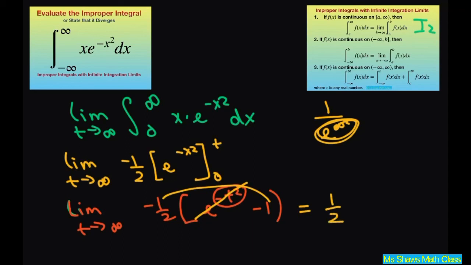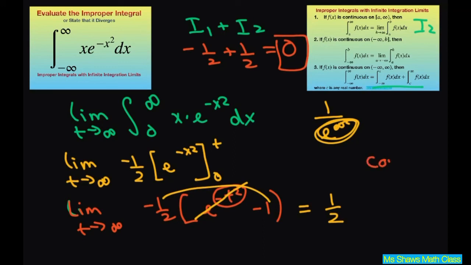And now we have to add our integrals up. So we have integral 1 plus integral 2, and that's going to be negative 1/2 plus 1/2 equals 0. So it does converge to 0, and we write convergent.